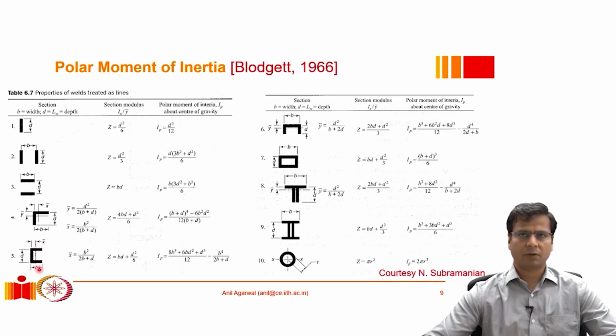So B was the width of the base, the bottom weld, which was 170 millimeter, and D was the depth of the weld. The neutral axis distance, x bar, for the vertical neutral axis is given as B square divided by 2B plus D. And the polar moment of inertia IP for this entire weld is given by this expression, which is basically again a function of B and D values, which we understand what it is, right? So we will use this expression.